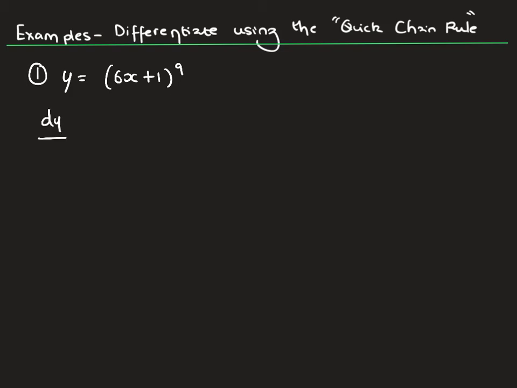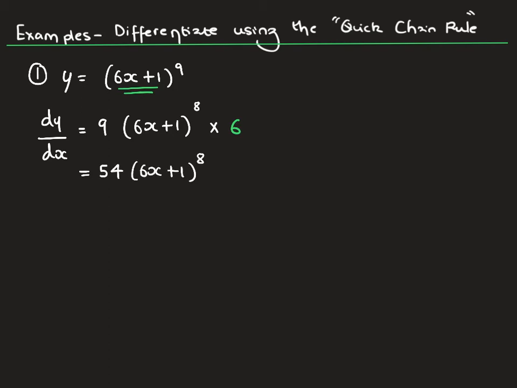So y equals 6x plus 1 to the power 9, so something raised to a power. dy by dx, I've multiplied by the power, 9. I've reduced the power by 1 to give me 8, and then I'm going to multiply by the derivative of the innermost function, which is a derivative of 6. So the final answer will be 54, 6x plus 1, all raised to the power of 8.